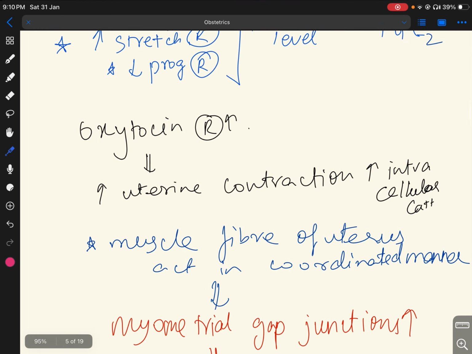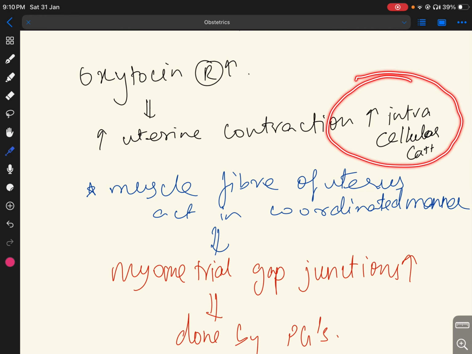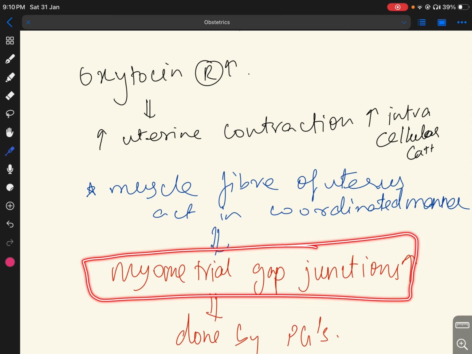Due to the upregulation of the oxytocin receptor, there is increased uterine contraction because of increased intracellular calcium. The muscle fibers of the uterus act in a coordinated manner, and the myometrial gap junctions increase. These are done by prostaglandins.